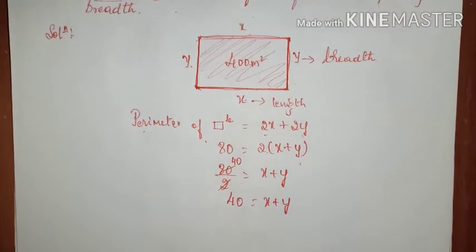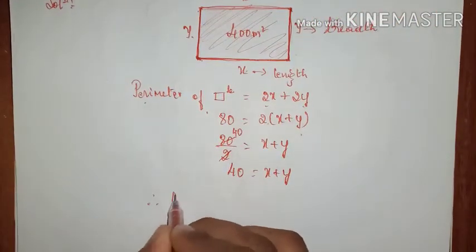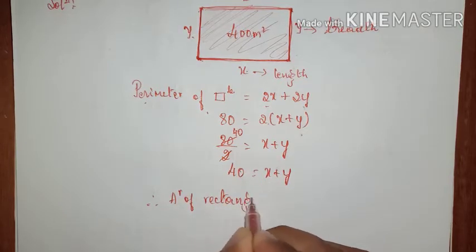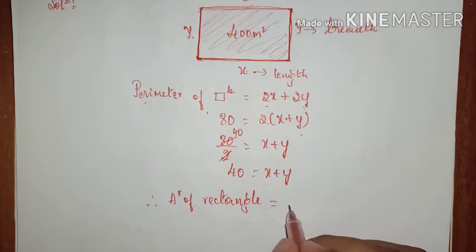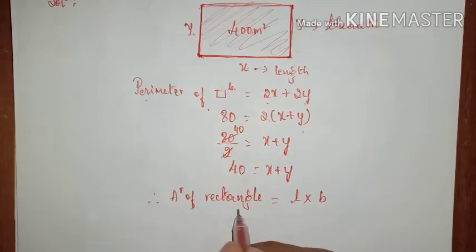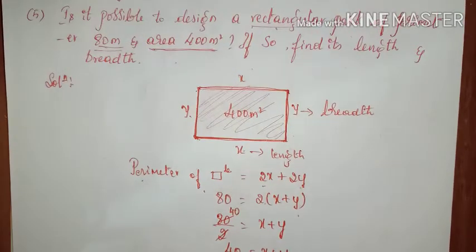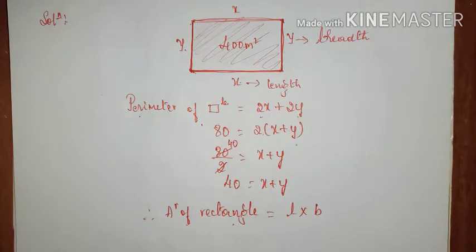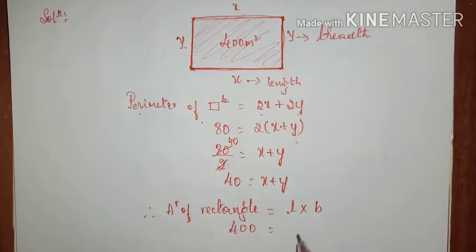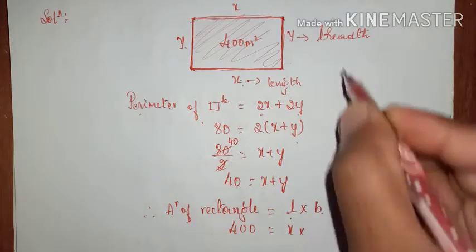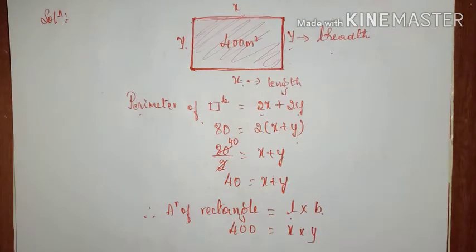If it is a rectangle, I know how to find the area. What is the formula to calculate the area of a rectangle? That's nothing but length into breadth. The area of the rectangle is 400. Length is x and breadth is y. So 400 equals x into y.